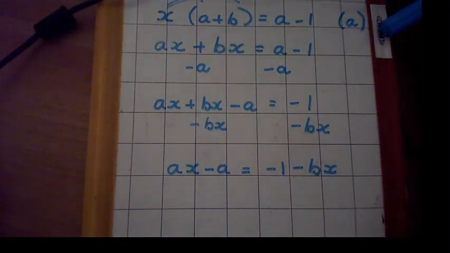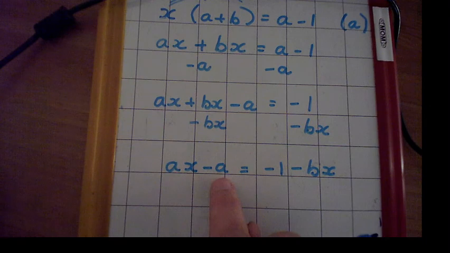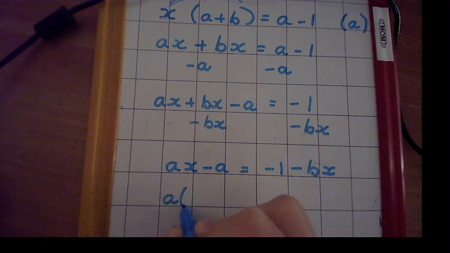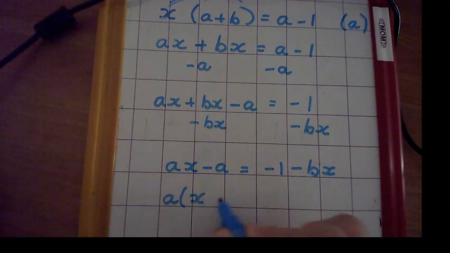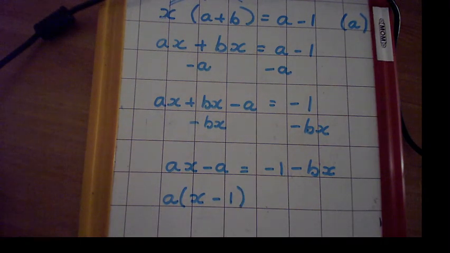Now we're going to use a little technique that they actually gave us a hint to up here. We can't simplify these. Hopefully you know that, because one's got an x and one doesn't. However, they both have an a. So we're going to take the a out as a common factor. In other words, we're going to factorize the left-hand side. So let's remove the a, and we are left with x minus 1. On the right-hand side, we have minus 1 minus bx.